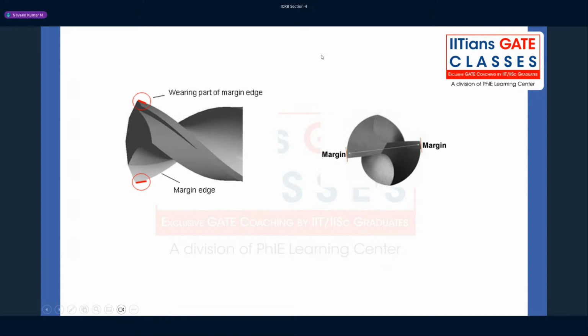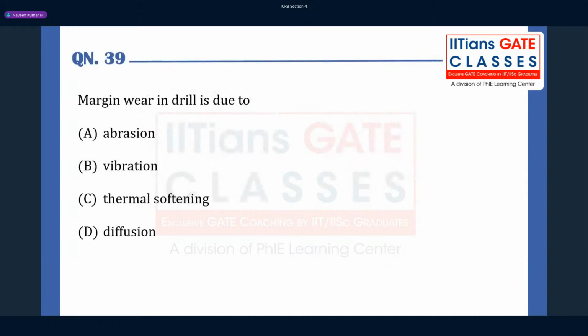This is a drill bit. So this margin wear will be happening in the drill bit. The wear is happening at this point. You see, happily they are showing it. I've taken a right book here. So the wear is happening at that margin. This is the margin. Then they're asking why this margin wear is happening.